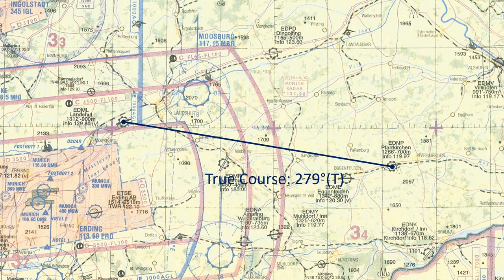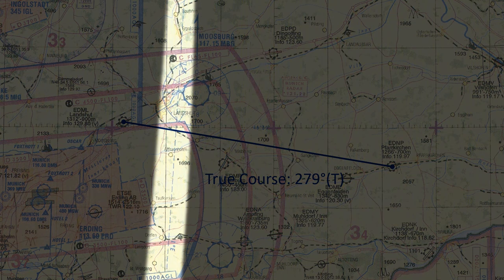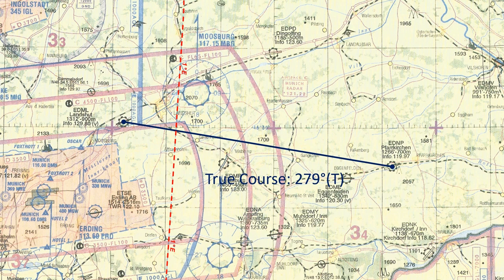On a map, variation lines are marked with dashed blue line as shown on the screen. This line is known as isogonal. The line that represents zero variation is known as agonic line. For this situation, the variation is 1 degree east. By applying our previous rule, variation is magnetic least. Our magnetic course is 278 degrees.